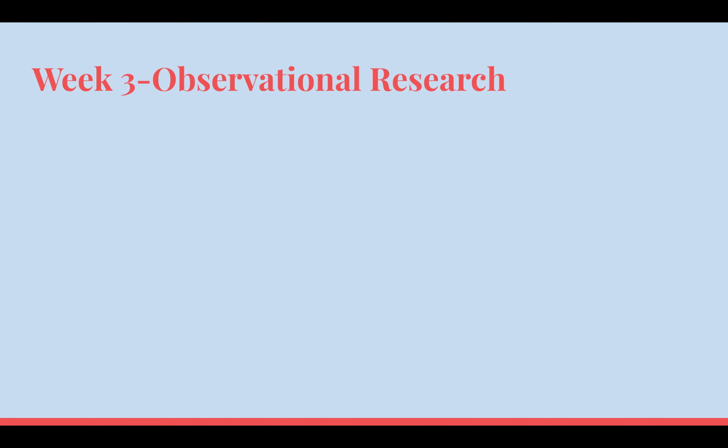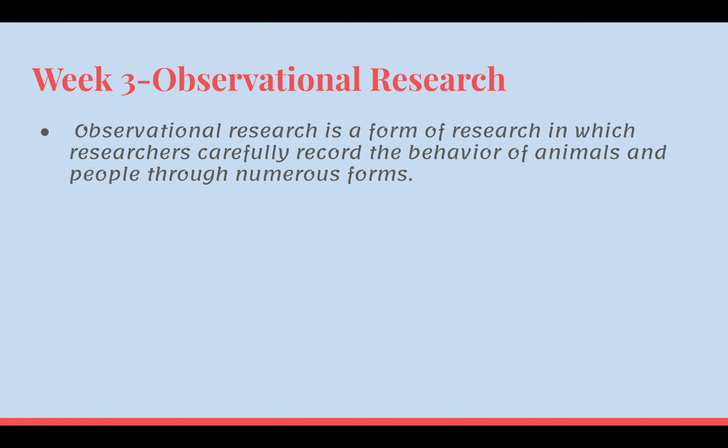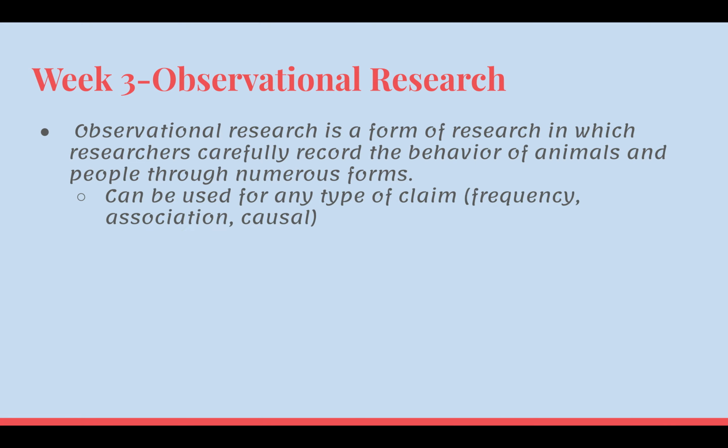So now, for week 3, Professor Franchak delved into observational research and sampling. Observational research is a form of research in which researchers carefully record the behavior of animals and people through numerous forms. It is applicable for any type of claim, such as frequency, association, or causal claims. And it accounts for the problems of self-report. For example, inaccurate memories of the participants and participants wanting to seem like better people, so they change the answers.